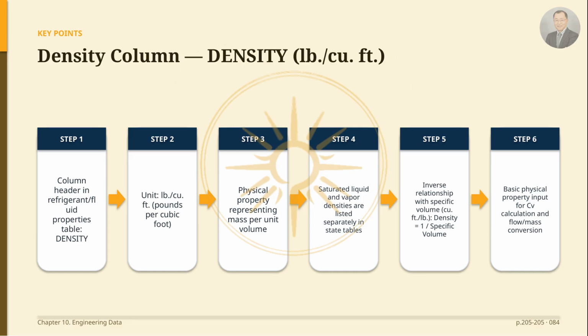I'd like to introduce the density column of the fluid property table. The unit for density, indicated as density in the header, is lb/ft superscript 3. This value represents mass per unit volume, and in the saturated state table, the densities of the liquid state and vapor state are listed separately. Since density has an inverse relationship with specific volume, density can be calculated as 1 divided by specific volume. This property is used as a basic input for CV calculations or mass flow rate conversions.